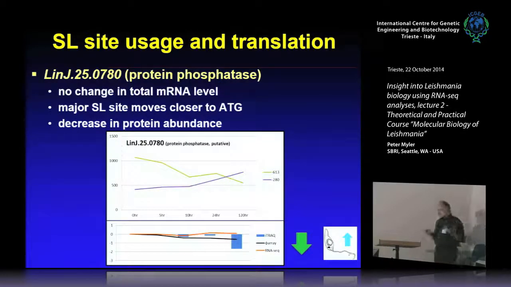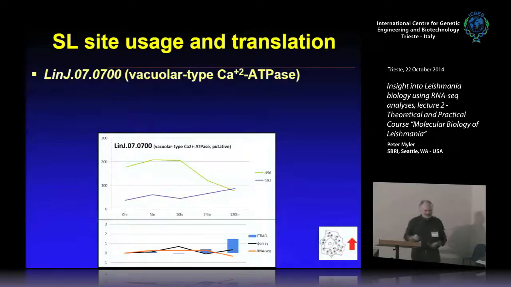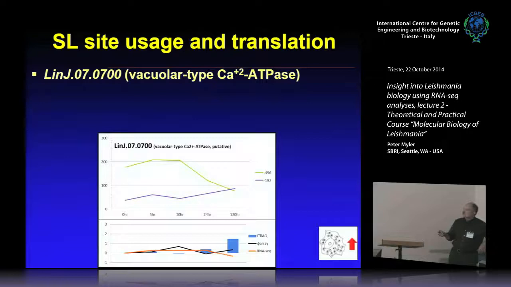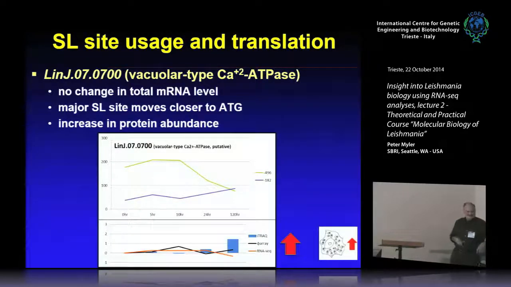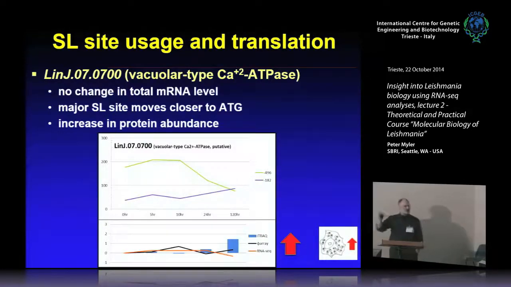And just in case you think that's actually the rule, let's go to the next gene, where the same thing happens. The total RNA levels stay the same across the differentiation. And here we're going from a more distal splice site to a more proximal splice site. And about the same. You're moving it in by a couple of hundred nucleotides. And in this case, what's happening is that the protein goes up. So here, making the 5' UTR shorter results in increased translation, presumably.